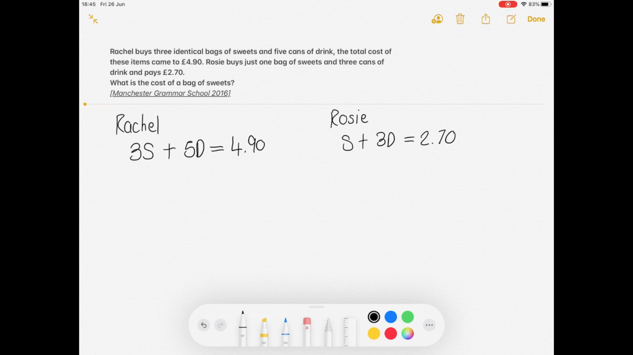What might have caught you out is that you might have written 1S. Be careful with that, because the proper algebraic notation is to write S only. We tend to not write 1s in algebra where we can avoid it. Okay, now it's time to solve.